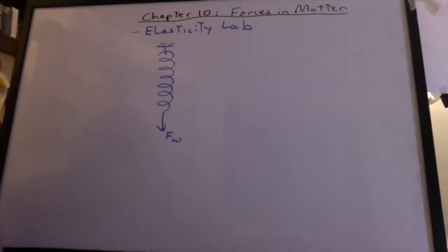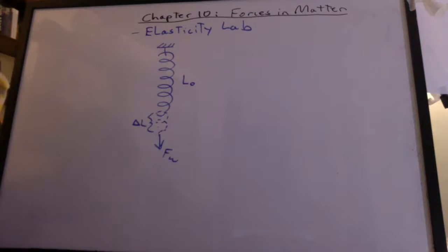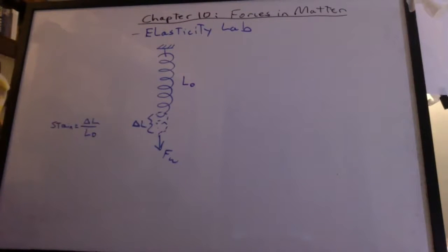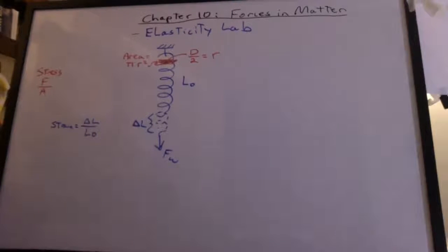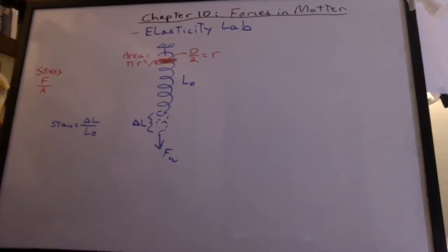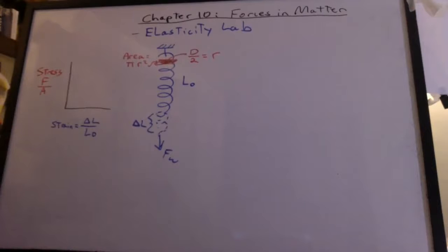Let's talk about the Elasticity Lab. You took your springs and you applied a weight and you measured the stretch. Knowing the original length and the stretch, you could calculate the strain. You measured the diameter of the spring, divided it by 2, and you got the radius. So you could calculate the cross-sectional area. Well, from the weight and the area, you could calculate the stress, and then you can graph stress over strain.